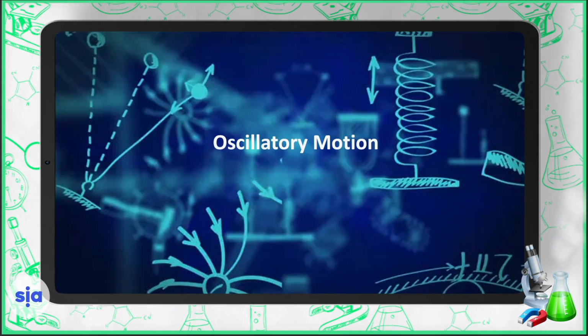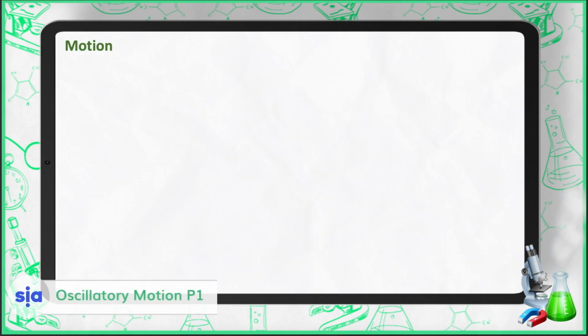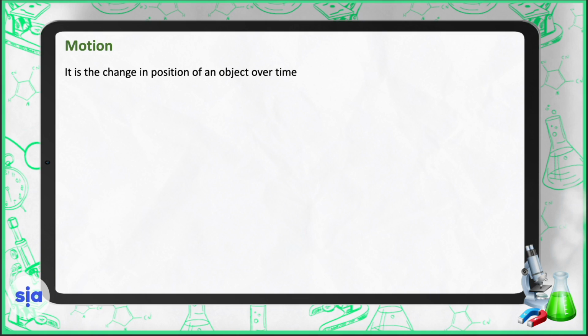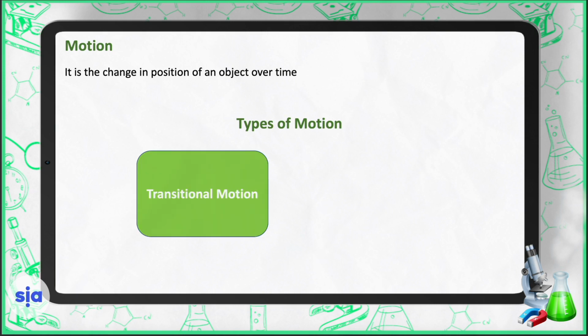Today we are going to discuss oscillatory motion. What is motion? Motion is known to be the change in position of an object over time. Types of motion: we have transitional motion and periodic motion.